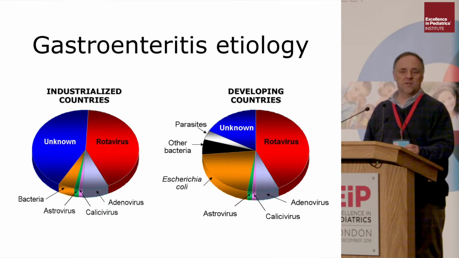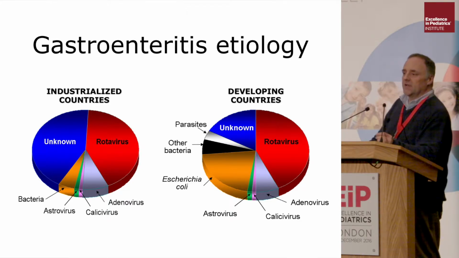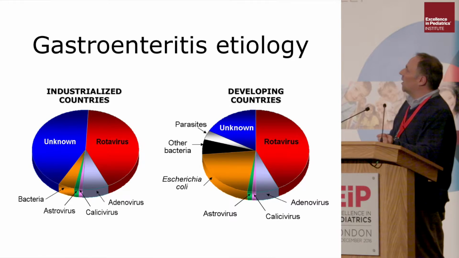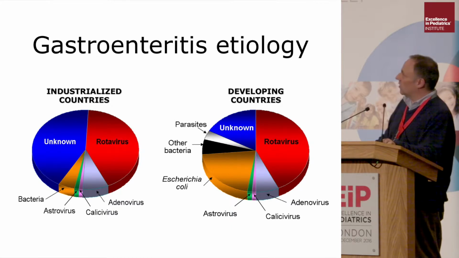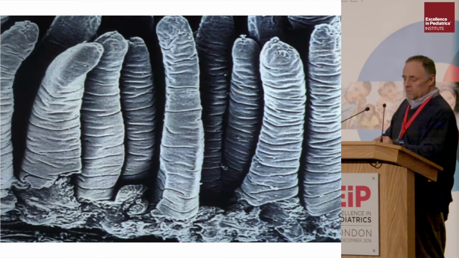Rotaviruses are extremely democratic viruses in that it doesn't matter if you live in industrialized countries or in developing countries. When you have gastroenteritis, about 40% of the gastroenteritis cases will be caused by rotaviruses. The biggest difference between industrialized countries and developing countries are the E. coli diarrheas, which are more prevalent in the developing countries.